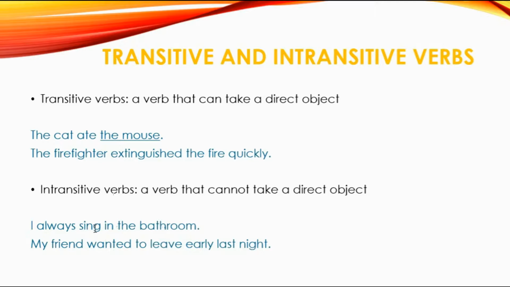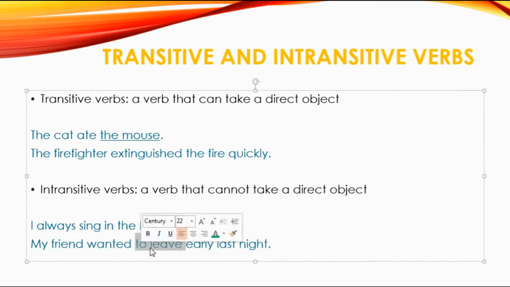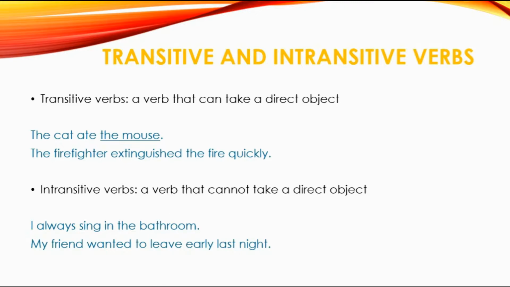And I'll tell you why it is useful to differentiate between transitive and intransitive verbs. My second example: my friend wanted to leave early last night. So wanted, I have another verb right after it, and after that I have another verb. So I don't have a noun in the sentence. It makes it an intransitive verb because these verbs don't take objects in this specific case, okay?